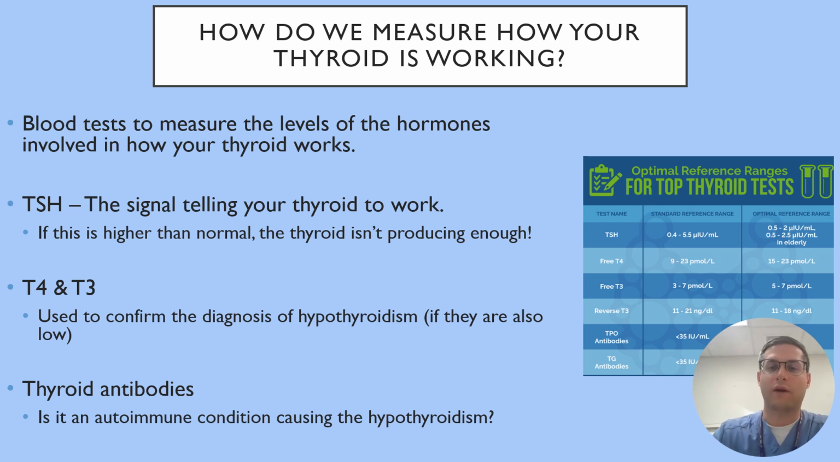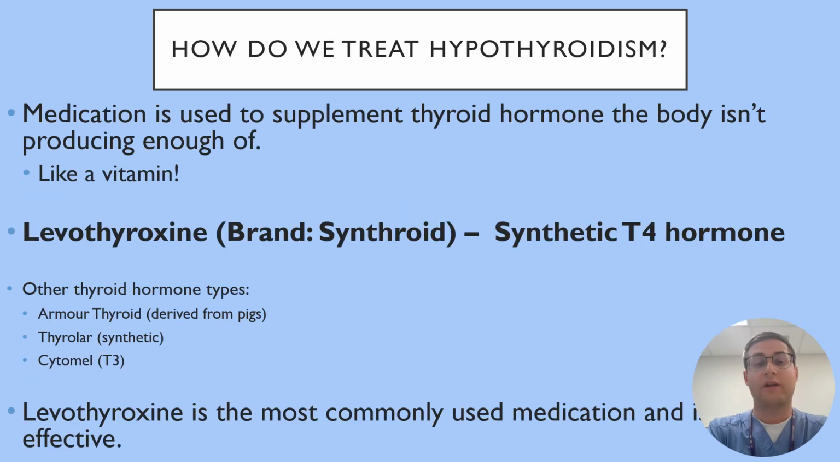And again, to the right here is our little chart that doctors will look at and compare what your blood work looks like compared to what it should look like. A low level of TSH, a high level of TSH, as well as low levels of T3 and T4 will signal hypothyroidism.